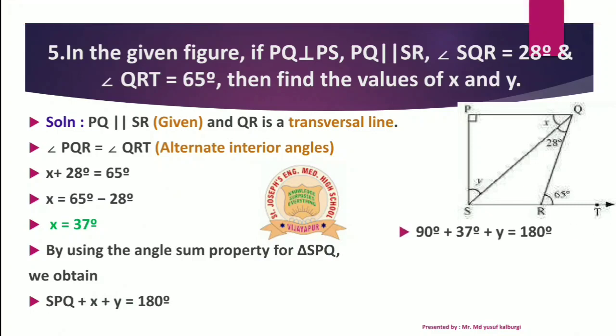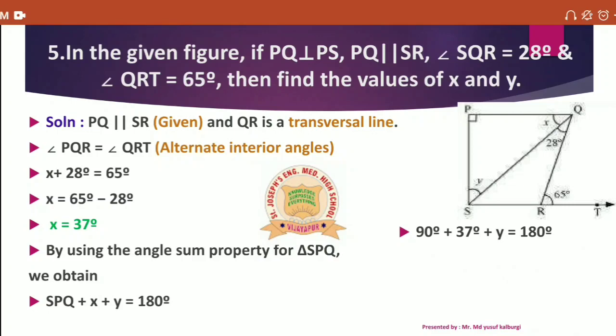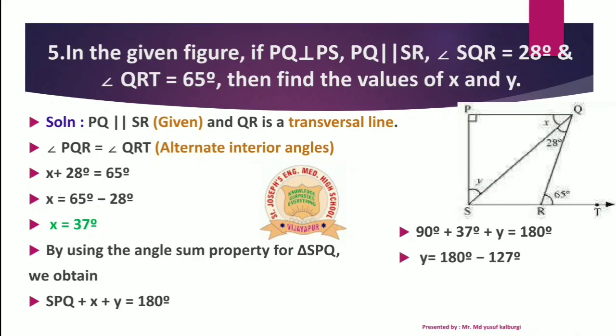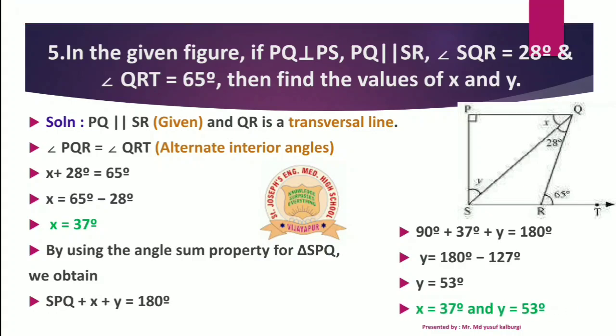So you will get 90 plus 37 plus Y is equal to 180 degrees. If you take these two values to this side, 90 plus 37 is 127 degrees. So Y is equal to 180 minus 127. So what will be the answer? Y is equal to 53 degrees. So we have got both the values, X equal to 37 and Y equal to 53 degrees. Let us write both the values here, X equal to 37 degrees and Y equal to 53 degrees. Now this is the solution for the fifth question.